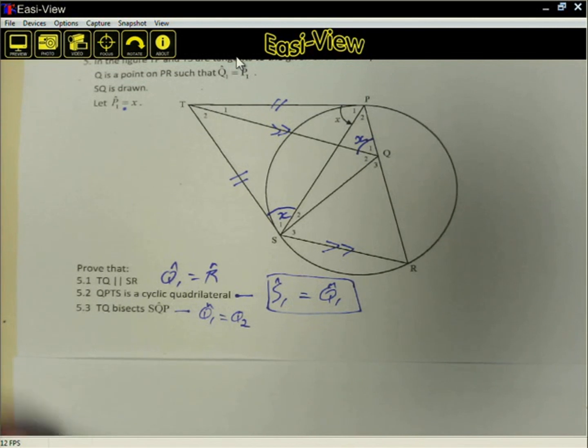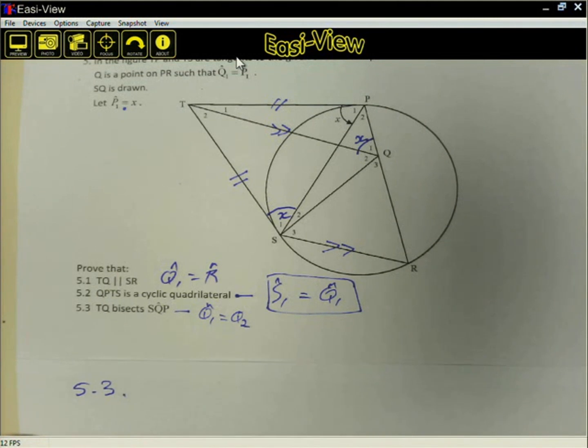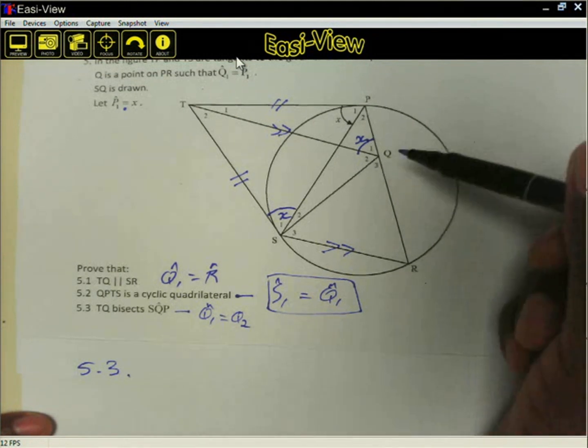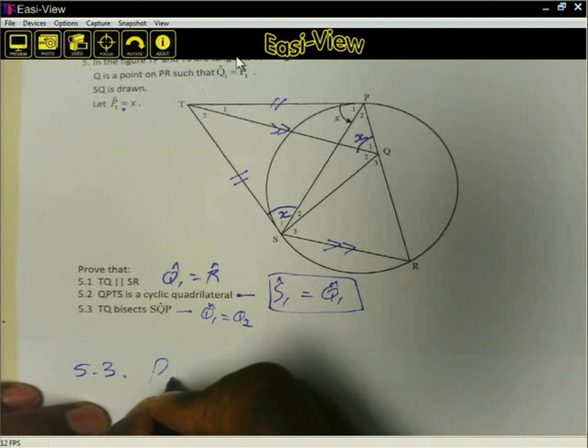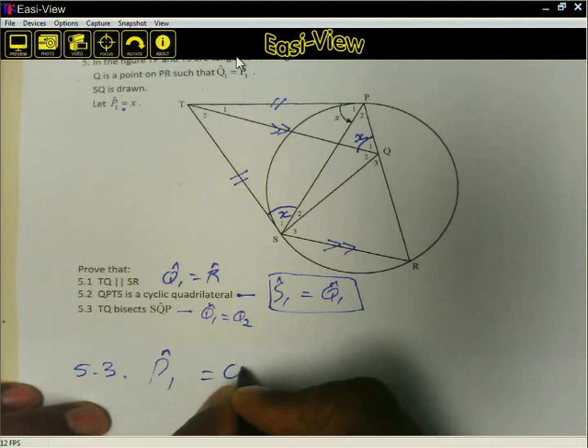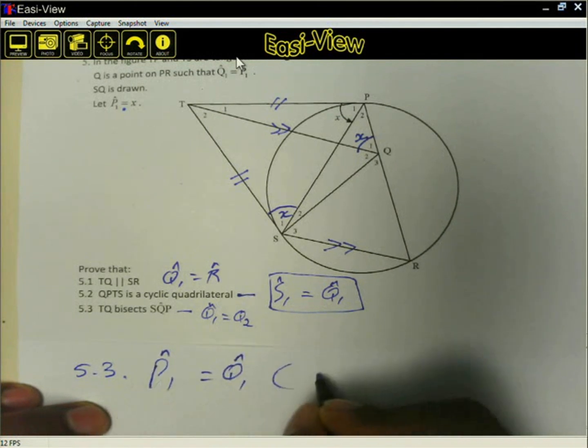Now, let's apply. Let's prove. It's 5.3. We start. We want to prove that Q1 is equal to Q2. Look for angles that are equal to Q1. P1 is equal to Q1, the given information. P1 is equal to Q1. This was given.